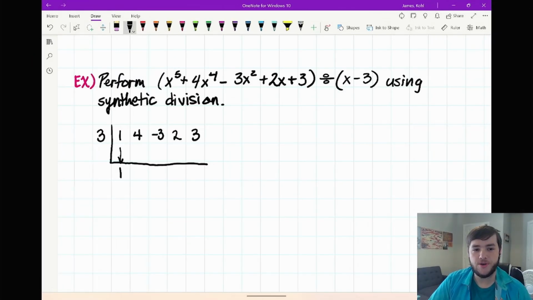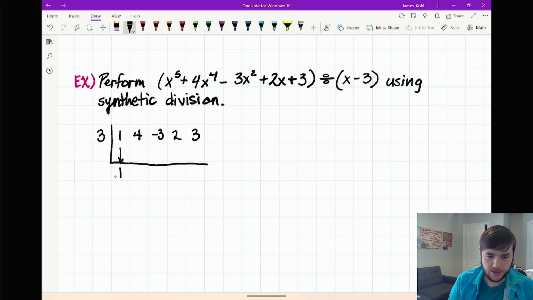This is how you should have set up the synthetic division. Notice my root is still 3, so that goes here. And then I write the coefficients of my dividend: 1, 4, minus 3, 2, 3. Last step is to bring that 1 down, and now we're ready to go. If you feel empowered to give it a shot on your own, please do. Otherwise, we're going to go through it together.